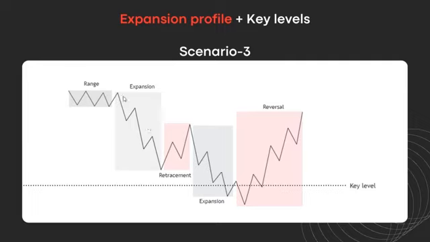Now the third scenario is when the expansion profile doesn't test a key level, but after it has a retracement profile, and after that retracement profile we can expect another expansion towards that key level, right? Now in this case, the second expansion has tested a key level, so what are we going to expect? We're going to expect a reversal profile, right? Because that expansion profile has tested a key level. Are you liking it so far?